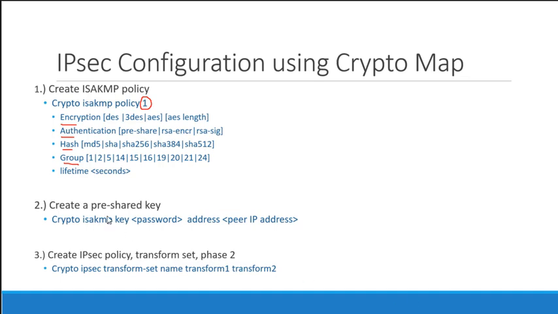In this case, we're going to create a pre-shared key because we're going to use pre-shared keys. So we'll do a crypto isakmp key, and then whatever our key is or our password is, the keyword address, and then the peer IP address, so the other end of the tunnel. And then create our IPsec policy, that's our phase 2, referred to as our transform set, using the crypto IPsec transform set command.